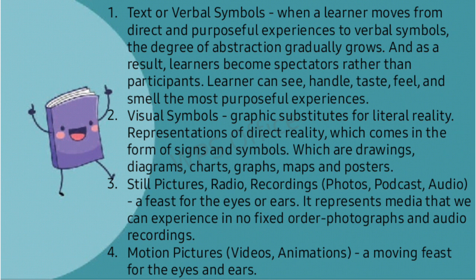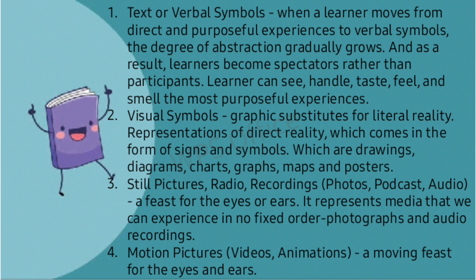The second one is visual symbols, graphic substitutes for literal reality, representations of direct reality which comes in the form of signs and symbols, which are drawings, diagrams, charts, graphs, maps, and posters. So here, students see what the teacher is teaching. These are usually graphs or drawings. For example, the teacher uses visual aids while the students listen and see.